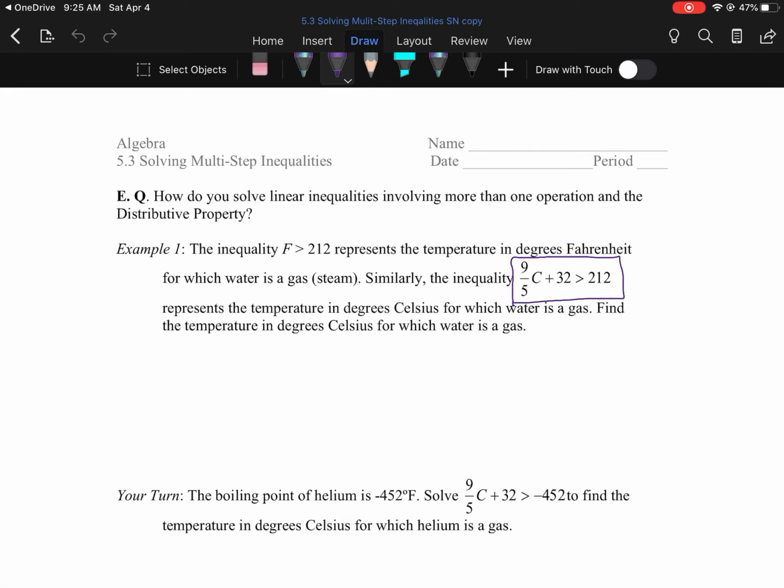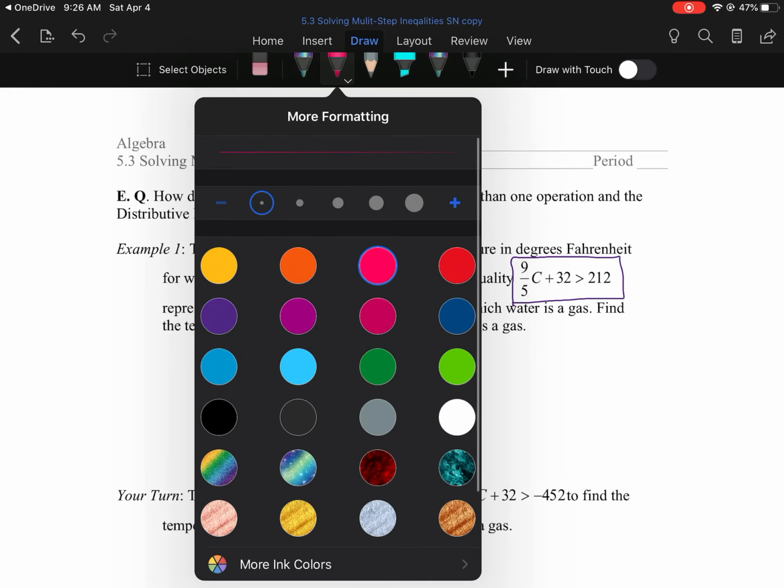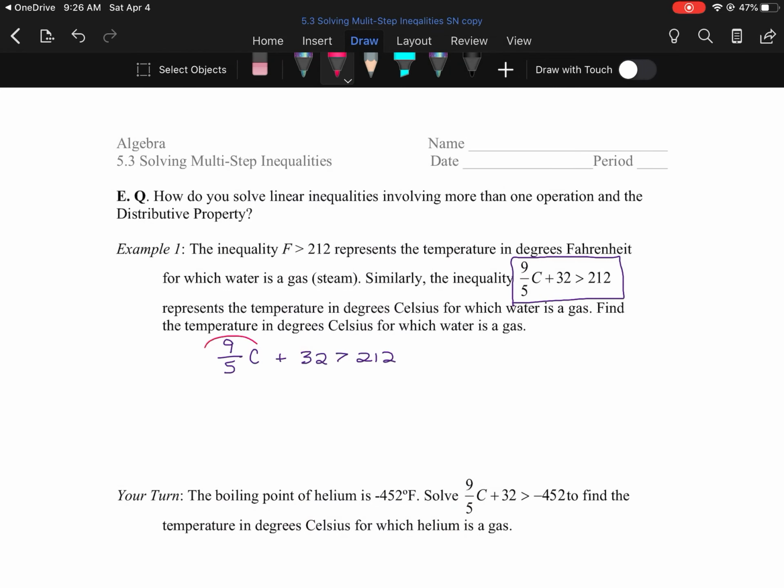So similarly, they gave us this inequality right here, 9/5 C plus 32 is greater than 212, represents the temperature in degrees Celsius for which water is a gas. Find the temperature in degrees Celsius for which water is a gas. So all we have to do is solve this inequality. So we have 9/5 C plus 32 is greater than 212.